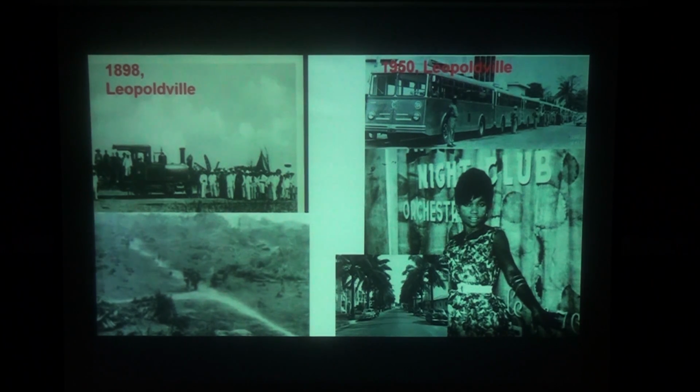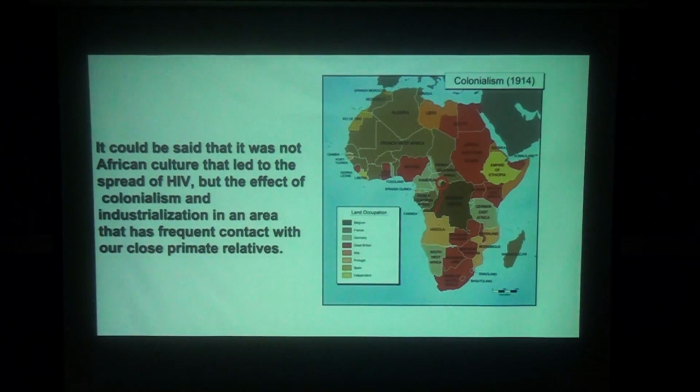Prostitution and drug use may have increased as people left their towns and villages to find profitable work in the growing cities. They probably left their families and close communities behind, and many were no doubt lonely and isolated in this new cultural setting. It could be said that it was not African culture that led to the spread of HIV, but the effect of colonialism and industrialization in an area that had frequent contact with our close primate relatives.